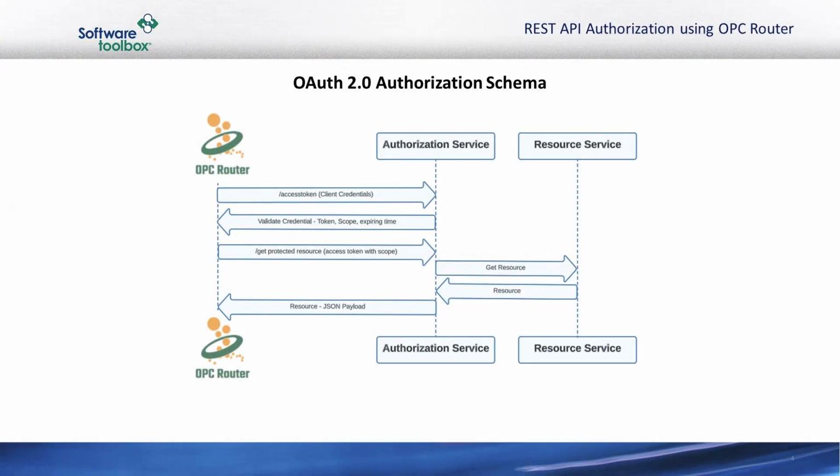Alright, now it is time for us to configure the connection in OPC Router. As we saw in the documentation, the web service host URL for the authorization was different than the web service resource host URL. So let's go ahead and configure the plugin for both connections.